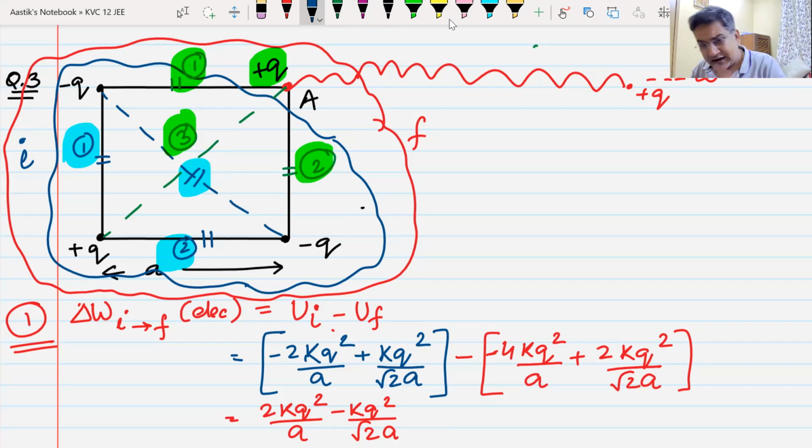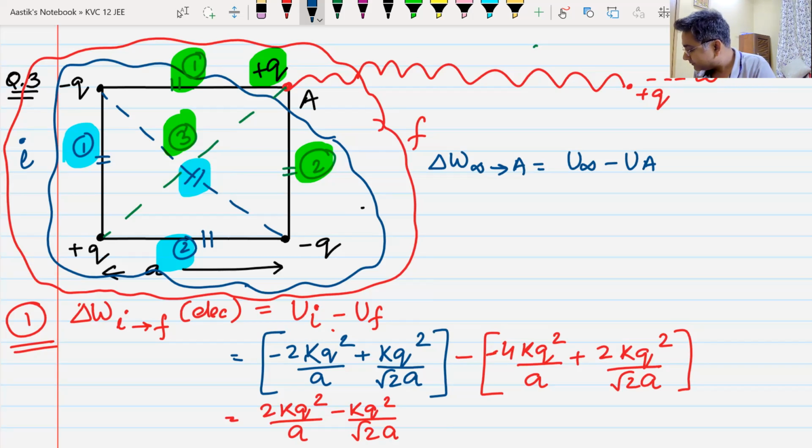So now I write the equation like this. Work done in moving this charge, only I'm concerned with one charge, from infinity. Work done in moving this charge from infinity to, let us say, this point A will be equal to energy of this charge at infinity minus energy of this charge when it is brought to point A, because this is the only charge that is moving.